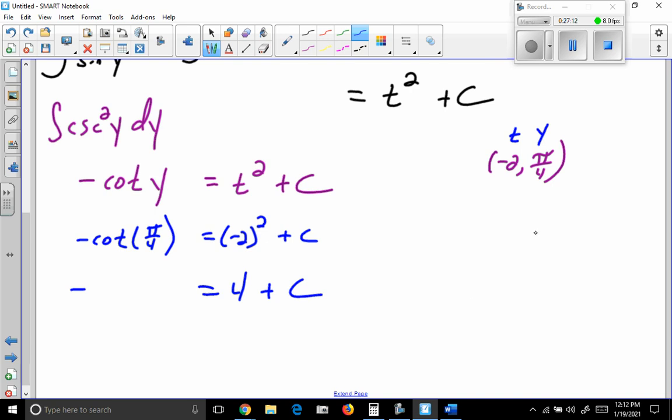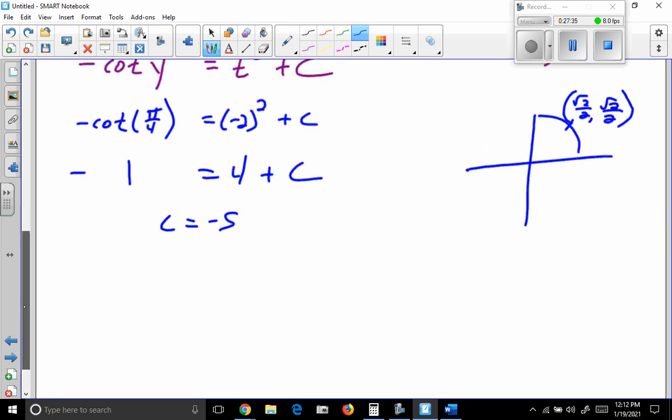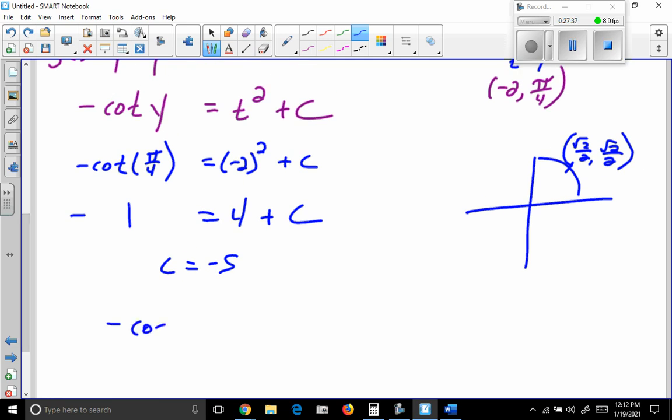Cotangent of pi over 4. Remember, pi over 4 is 45 degrees, which is root 2 over 2, root 2 over 2. Cotangent is x over y, so if we do this divided by that, we're going to get 1. So that means subtract 4 from both sides. C is negative 5. So as our solution, we're going to get minus cotangent y equals t squared minus 5. And then they might ask us to solve that for t or for y, or they might take it like that.